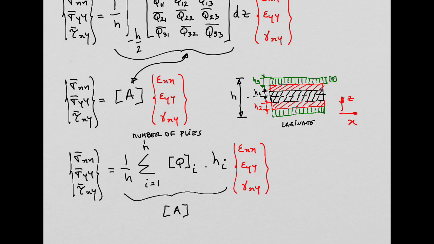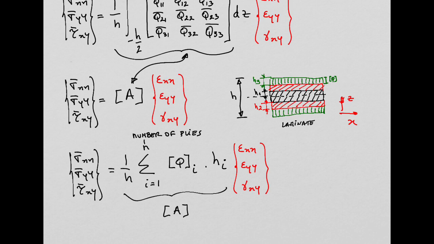The only thing I have to do, basically, look, is multiply that stiffness matrix for each ply with the height or the thickness of the ply. Do that for all plies, and then divide by the total thickness of the laminate. Quite easy to do in an Excel spreadsheet if you want. You can build the stiffness of the laminate as easily as this. Yes, pretty much it.